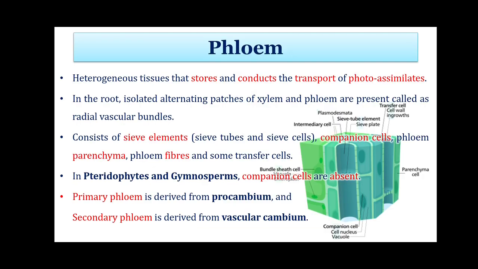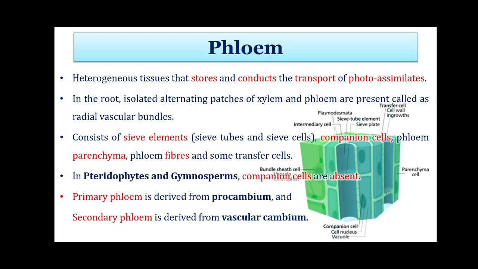Now let's talk about the other complex permanent tissue, that is phloem. It is also heterogeneous, that means it constitutes various types of elements. It stores and conducts organic material, or you can say food, or you can say photoassimilates.